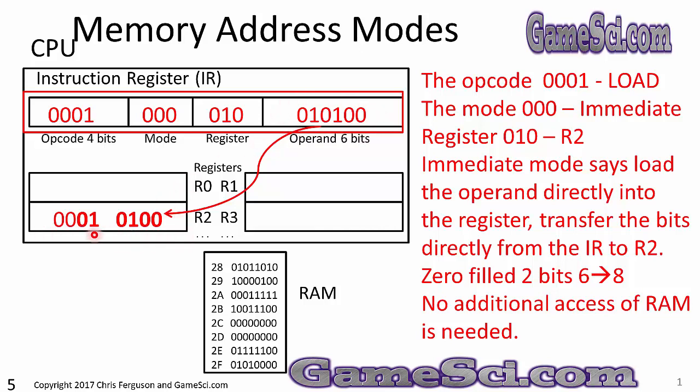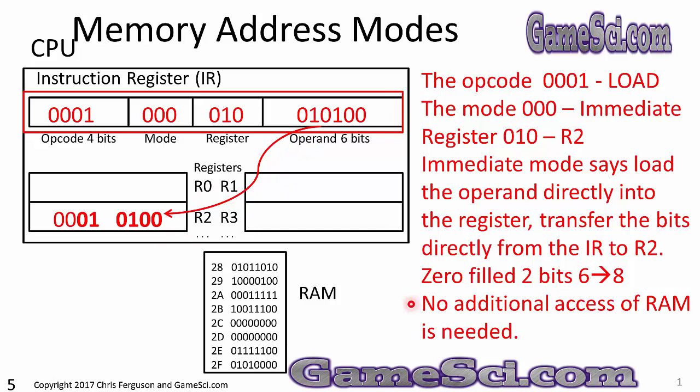Now, why did these bits go into R2? Because the register bit said go into R2. 0 filled, there are an extra 2 bits in the register. The register is 8 bits. The operand was 6 bits. So we 0 filled these 2 bits. And then the 010100 came directly from the operand.